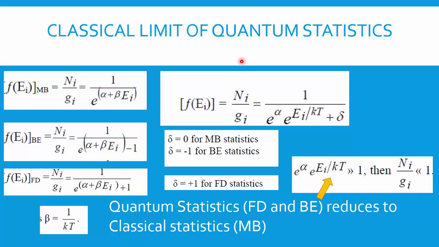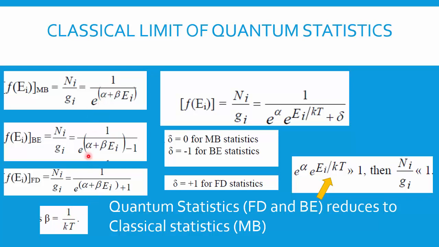Before I tell you the condition, let me again give you the distribution function formula for each of the three statistics. It is here on the screen. If you carefully observe, the difference between MB, BE and FD is small, with alpha, beta terms and energy terms, but in Maxwell-Boltzmann you don't have this plus 1 or minus 1, but you have minus 1 in the BE statistics and plus 1 in the FD statistics. And beta is 1 by kT, and alpha is a constant.